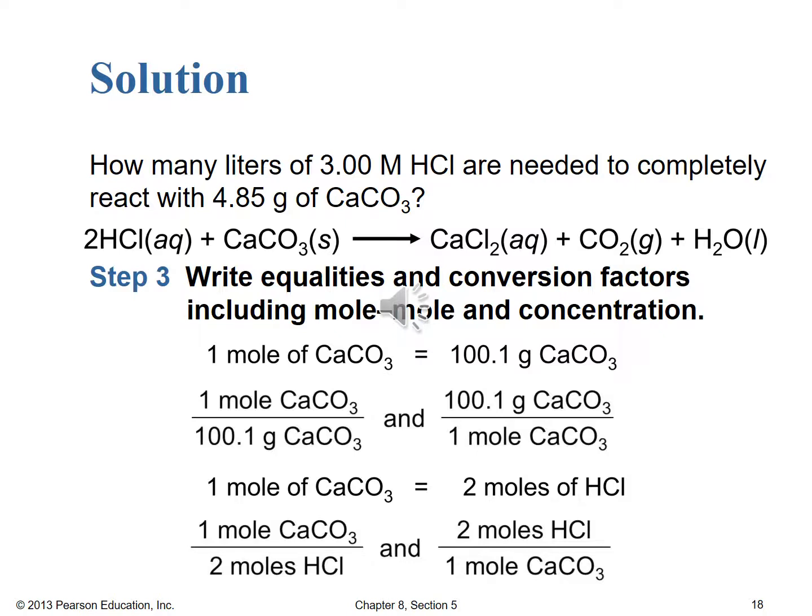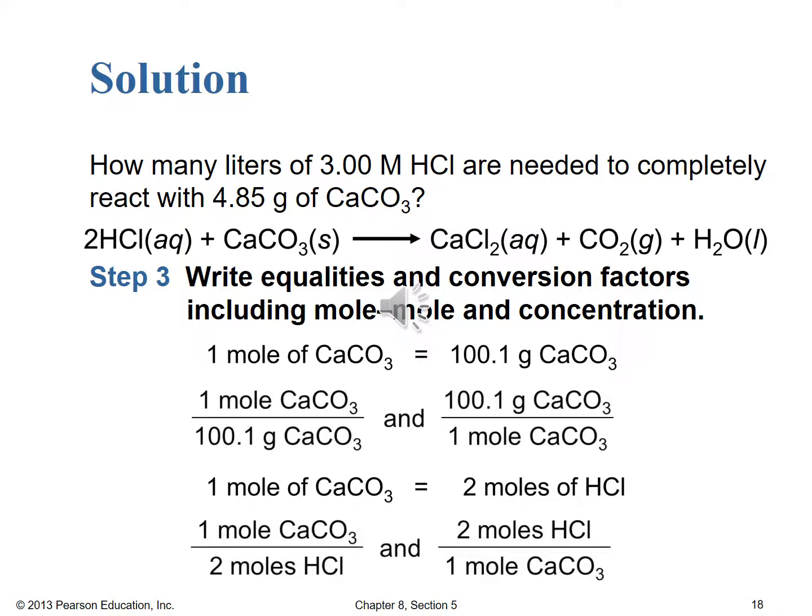Moving on to step 3 here, we'll write our equalities and conversion factors, including those mole-mole and concentration factors from the problem. So 1 mole of calcium carbonate equals 100.1 grams of calcium carbonate. Hopefully you found that rather easily now by adding up the molar masses of calcium, carbon, and 3 times oxygen from the periodic table to get the 100.1 grams per mole. So we can express that with either the mole in the numerator and the 100.1 grams down in the denominator, or vice versa. Obviously, if we're starting with the 4.85 grams, we're going to want the grams in the denominator for canceling purposes.